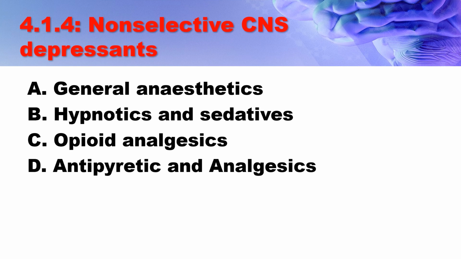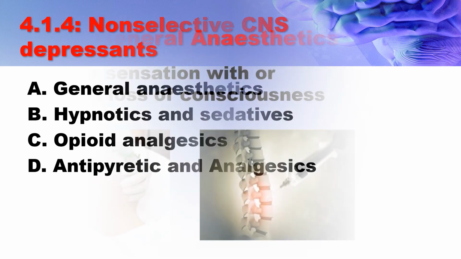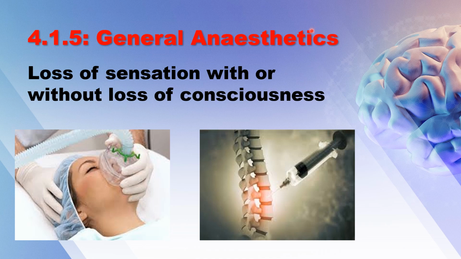This chapter is all about non-selective CNS depressants. Non-selective CNS depressants are the drugs which reduce the activity of the CNS. These drugs depress the nervous system and exert their effect in a non-selective way. Under this, there are 4 types: general anesthetics, hypnotics and sedatives, opioid analgesics, antipyretics and analgesics. General anesthetics are the drugs which cause loss of sensation with or without loss of consciousness.